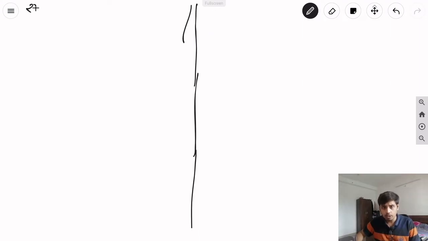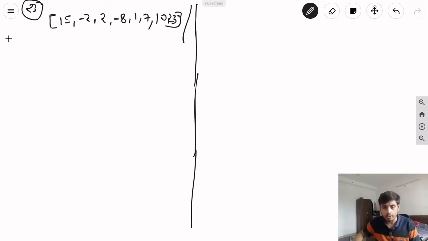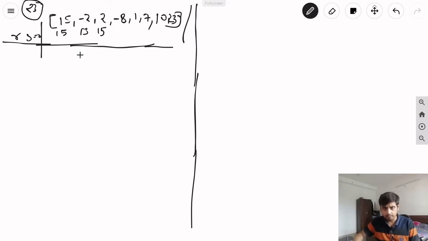The 23rd question involved finding subarrays that sum up to 0. The approach involved finding the running sum. So when I find the running sum, I start with 0 and I get 15, 13, 15 again, and so on.